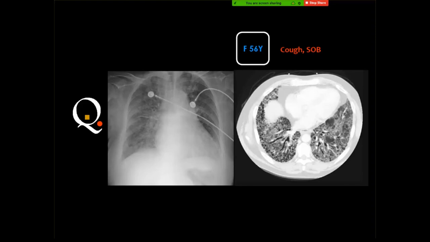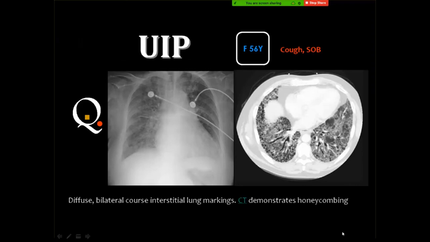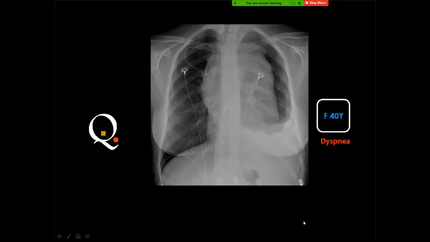Cough and shortness of breath. Usual interstitial pneumonia. Yes, very good. Usual interstitial pneumonia: honeycombing, traction bronchiectasis, diffuse fibrosis, and so on.